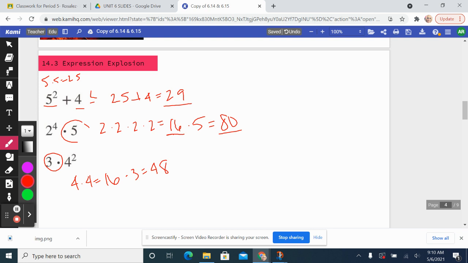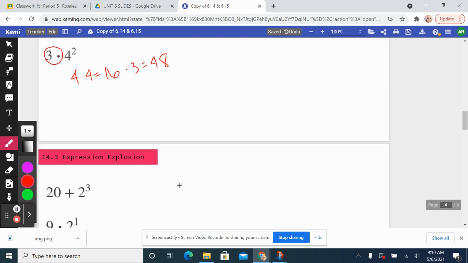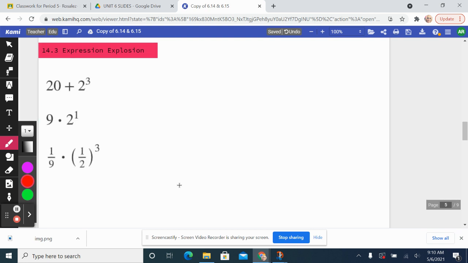Now, your homework for Khan Academy is going to look just like this. So this is exactly what it will look like for you when you work on Khan. Okay, and then we'll do the next 3. So 20 plus 2 to the 3rd. Okay, well, I always solve the exponents first. So 2 times 2 times 2, that's 8. So we're going to take that 8 and we're going to add it to 20. So that's 28. So that's your answer for that one.